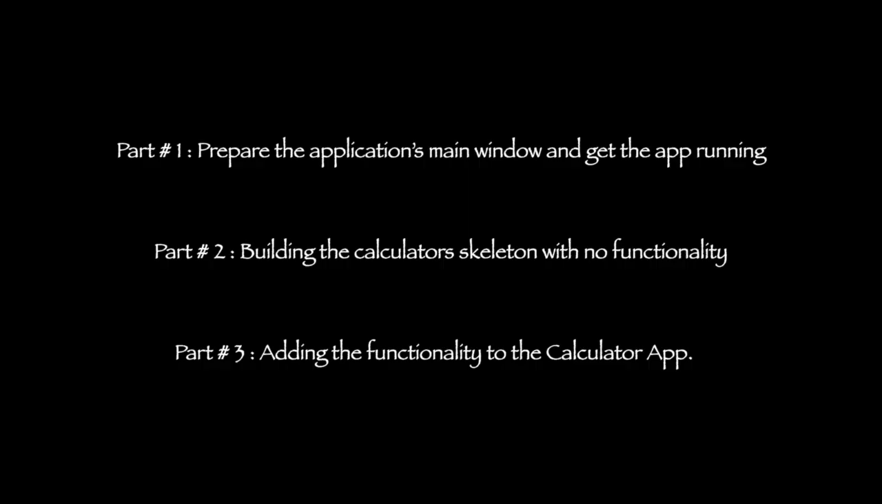We shall discuss the process in three parts, which are properly demarcated into sections so that you can grasp more out of this video. In part 1, we will prepare the application's main window and get the app running. In part 2, we will build the calculator skeleton with no functionality. In part 3, we will add the functionality to the calculator app. Aggregating these three parts will allow us to enjoy the calculator app made using Python.